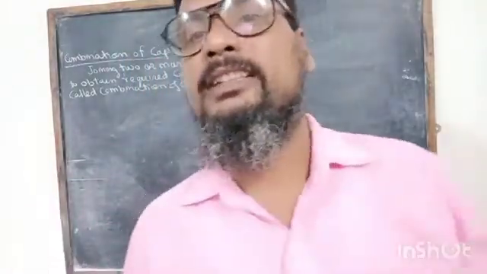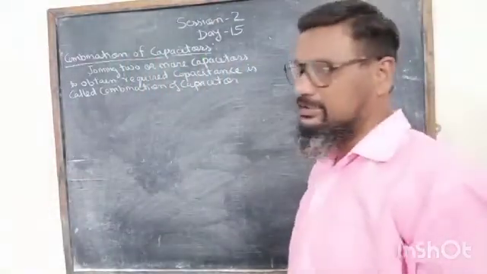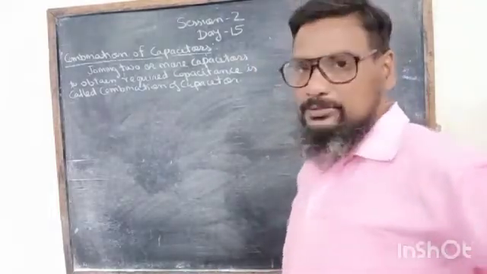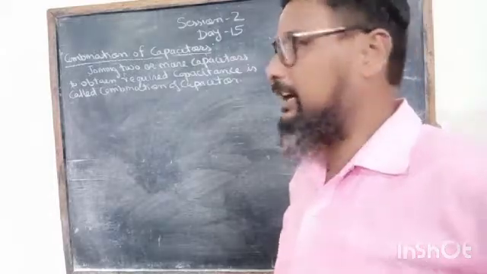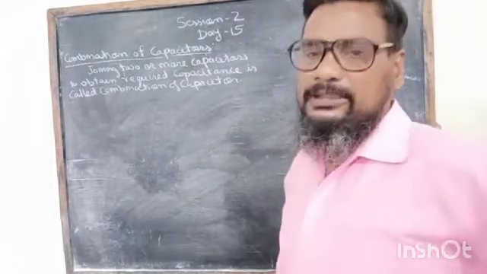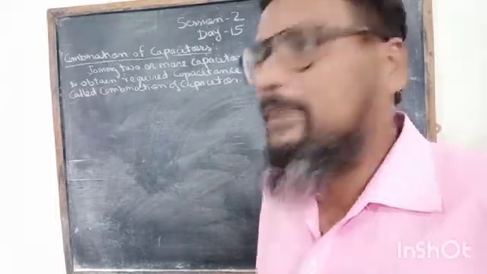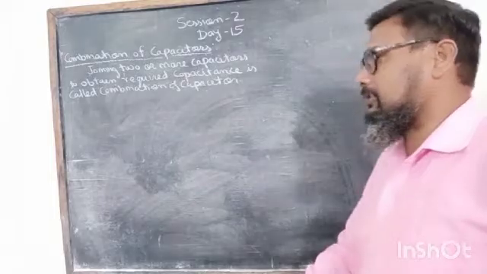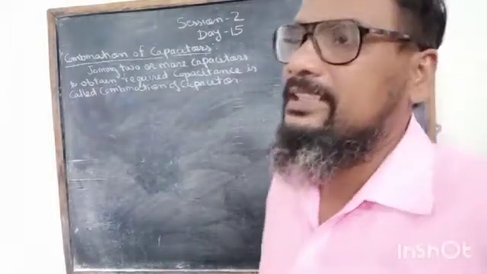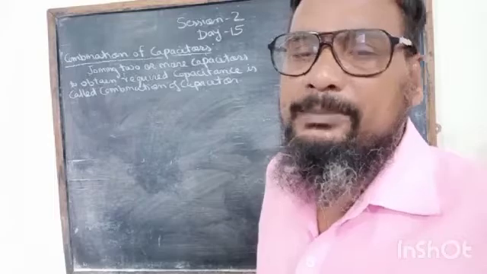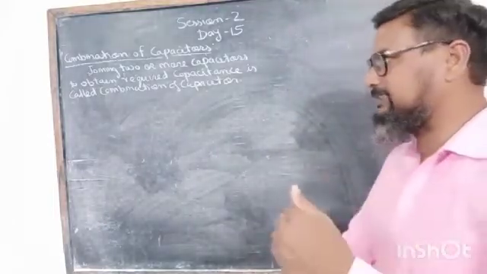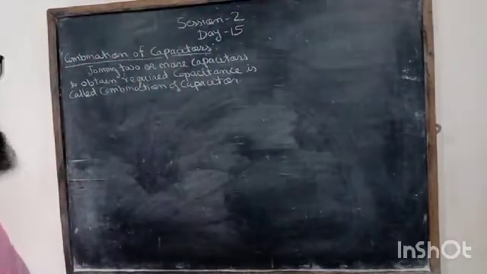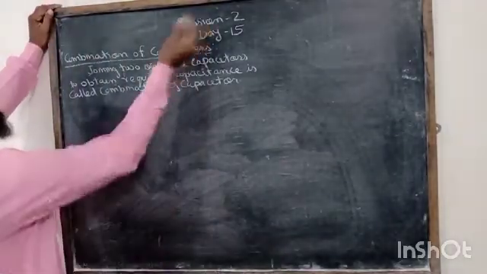If we require such capacitance which is not available to us, then we join two or more capacitors, and there are two possibilities. If we require less than the available capacitance, then we combine in one way, and when we require capacitance greater than the available capacitance, then we connect them in another way. So there are two types of combination of capacitors.